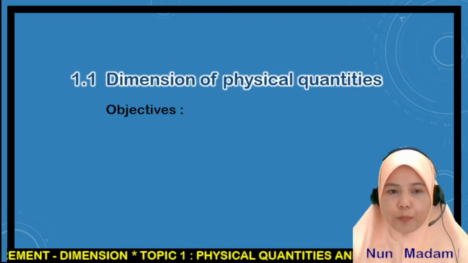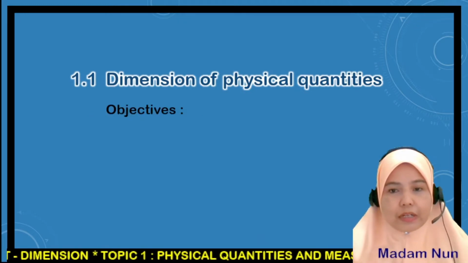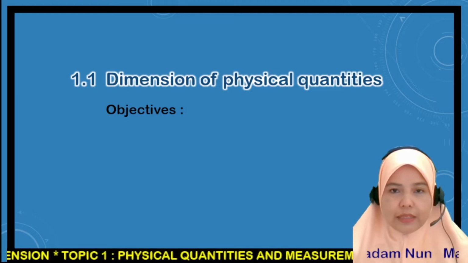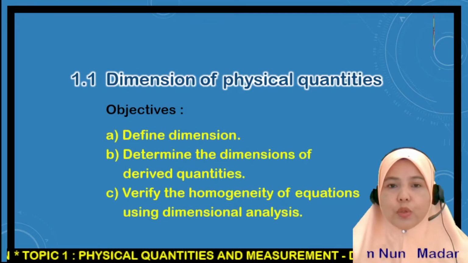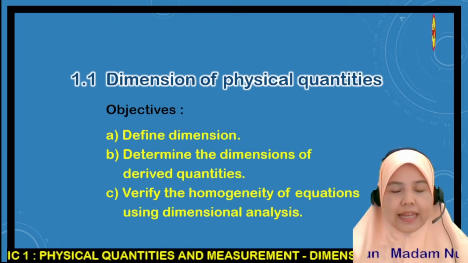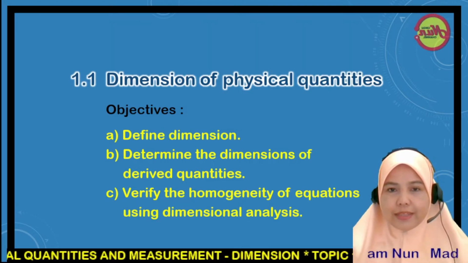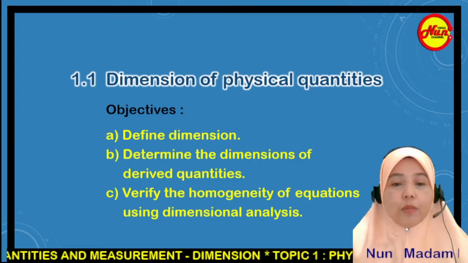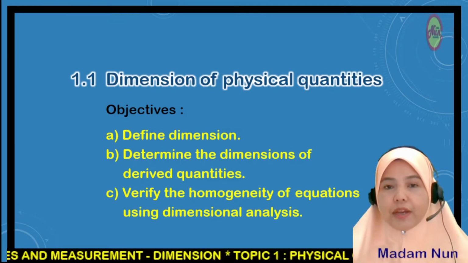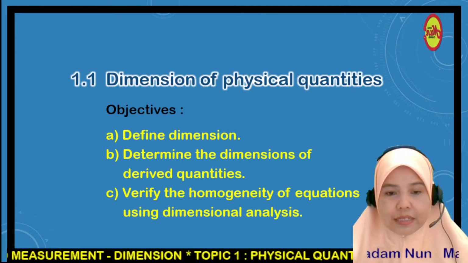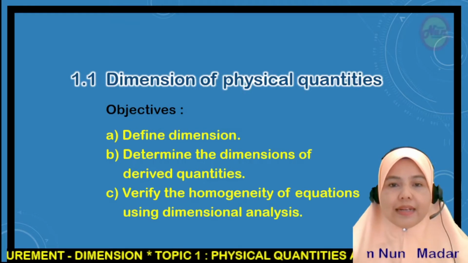For the first subtopic, which is dimension of the physical quantities, there are three objectives. The first objective is you will define the dimension. The second objective is you will determine the dimension of the derived quantities. And the third objective is you will verify the homogeneity of the equation using the dimensional analysis.